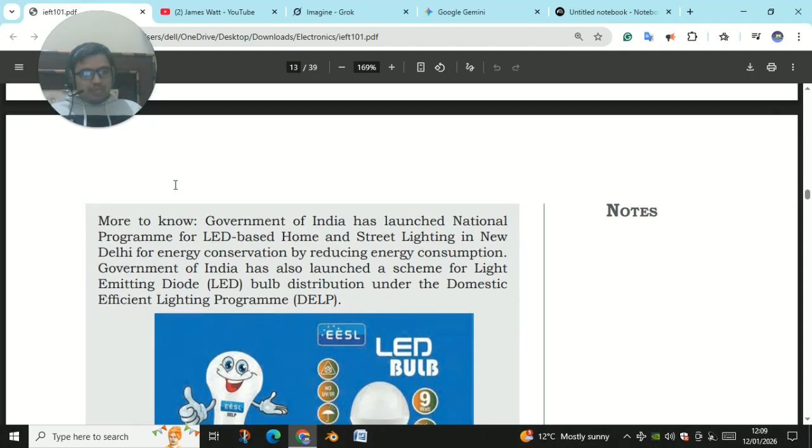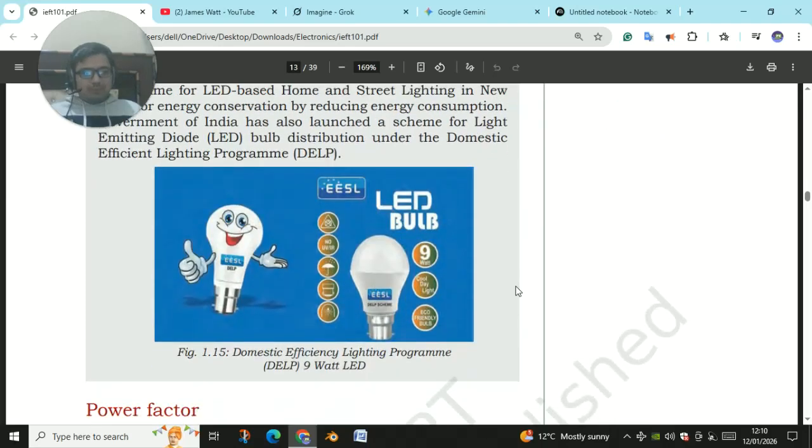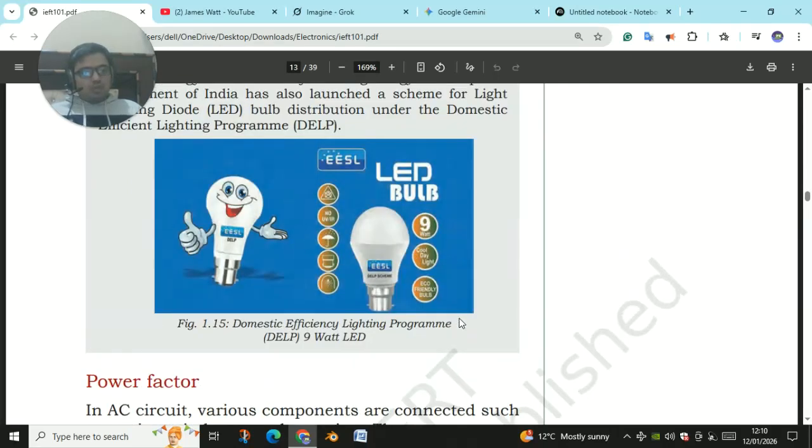More to know: Government of India has launched a national program of LED based government street lighting for energy conservation by reducing energy consumption. Government of India has also launched a scheme for light emitting diode, LED, bulb distribution under the Domestic Efficient Lighting Program, DELP. Domestic Efficient Lighting Program, DELP, 9 watt LED.